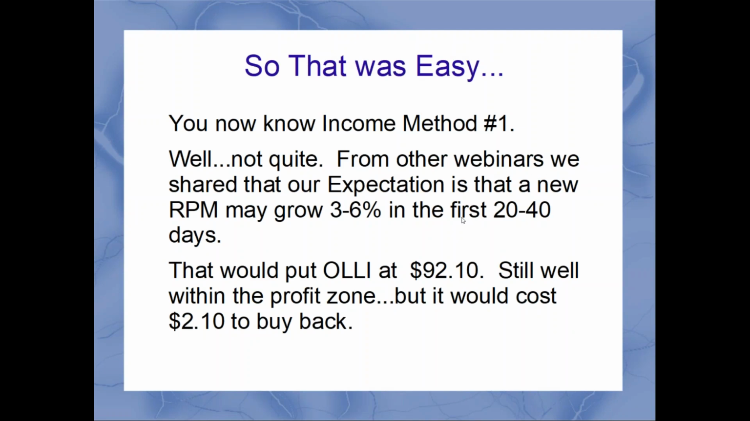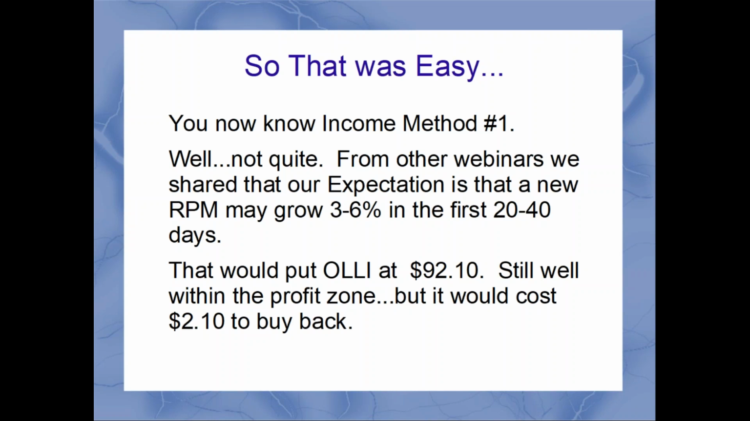But remember that when we open a radioactive trade from the beginning, it's because we selected a stock that we have an expectation might move up 3 to 6% in the first 20 to 40 days. That would put Ollie at around 92.10, 92.15. That's still well within the profit zone with this income method number one structure we just showed.